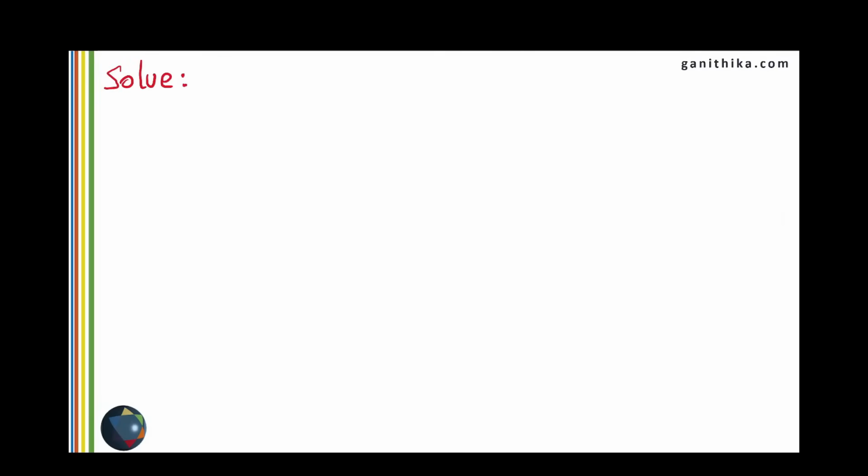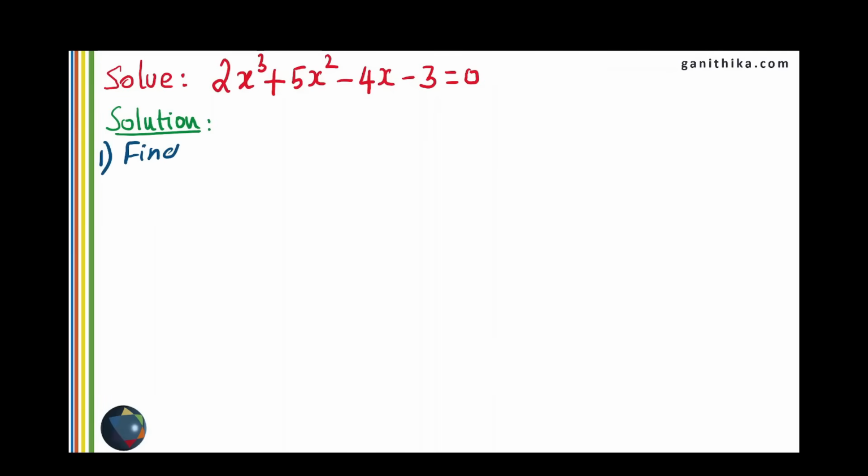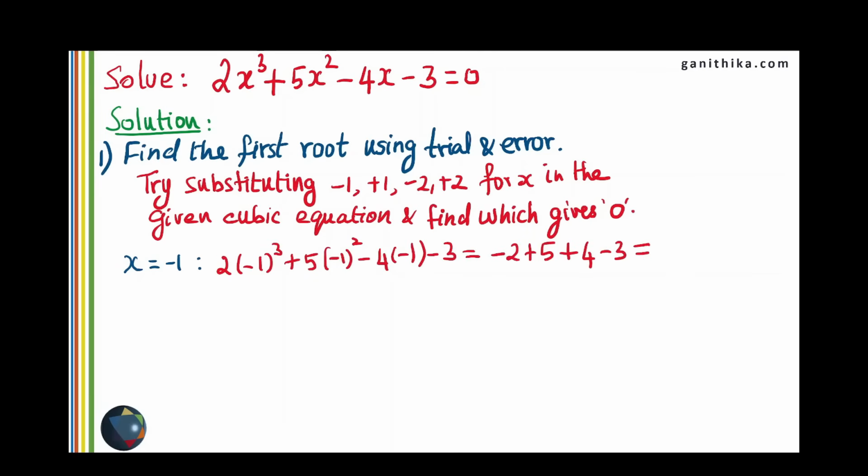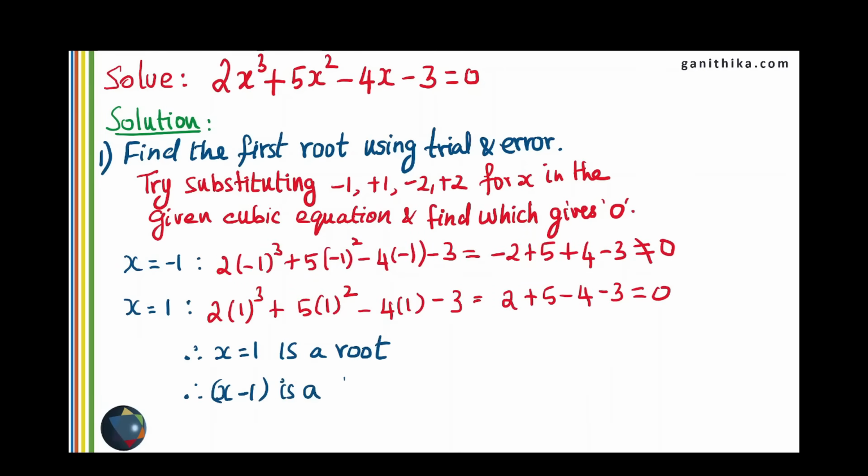So let's consider an example. 2x cubed plus 5x squared minus 4x minus 3 equal to 0. So we will get the first factor by using something called the trial and error method, which means we will try to substitute the value of x from negative 1, positive 1, negative 2, positive 2 and so on until we get the value of the equation as 0. For example, let's start with x is equal to -1 for this equation, which does not give you a 0 value, whereas x is equal to 1 gives you a 0 value for the equation. Therefore, x minus 1 is a factor using the factor theorem, which means x is equal to 1 is a root. Therefore, the first factor that we have found is x minus 1 using the factor theorem.